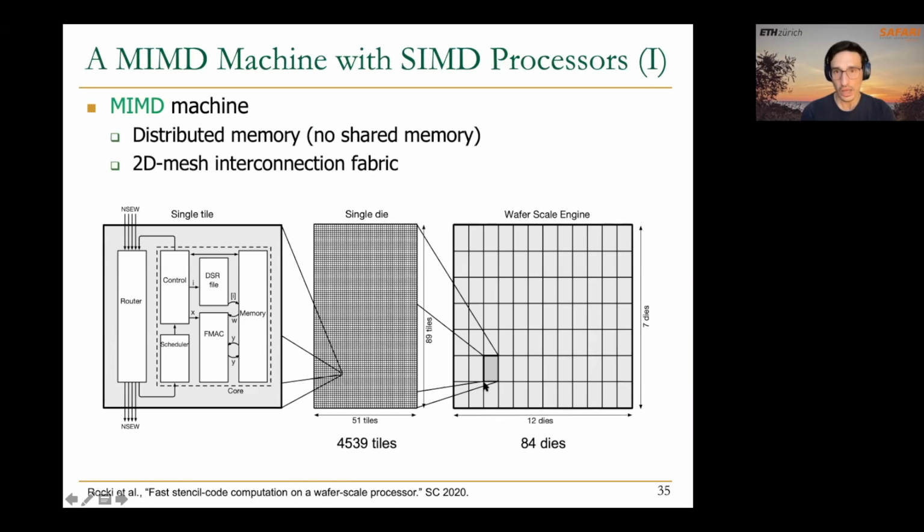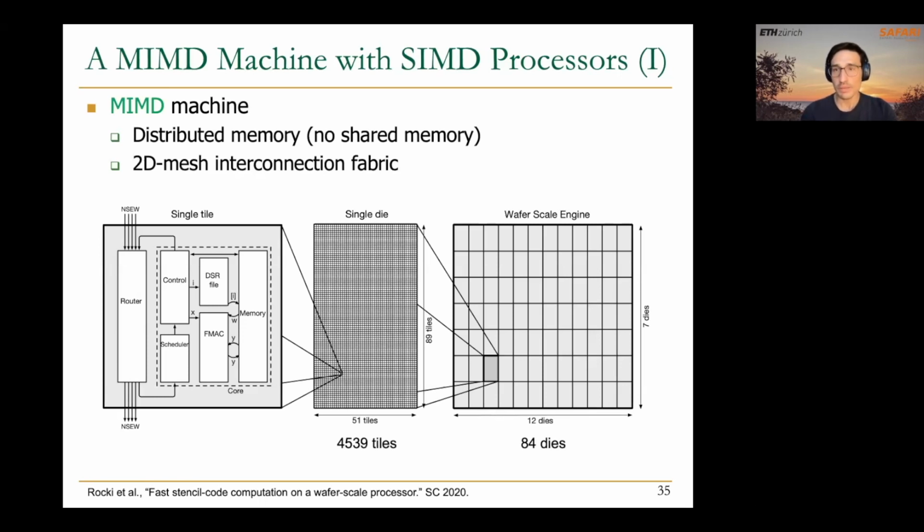It's divided into tiles, into dies. If we check inside a single die, what we find is a bunch of tiles, in this case, more than 4,500 tiles. And inside each of these tiles, we have different elements that we are going to discuss in the next slide. But observe that these different dies and these different tiles are connected with a 2D mesh interconnection fabric to move data, to make the data flow over the neural networks being executed on the wafer scale engine.